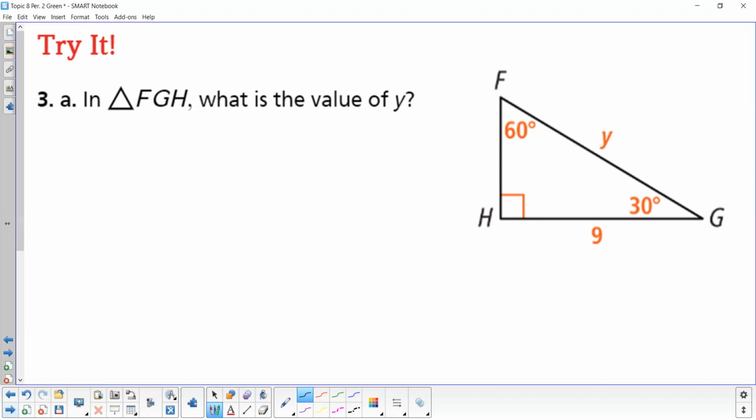Good news. Do you need your calculator for this one? No. Why not? It's a 30, 60, 90. So let's get the short leg first, because I know long leg equals short leg times root 3.